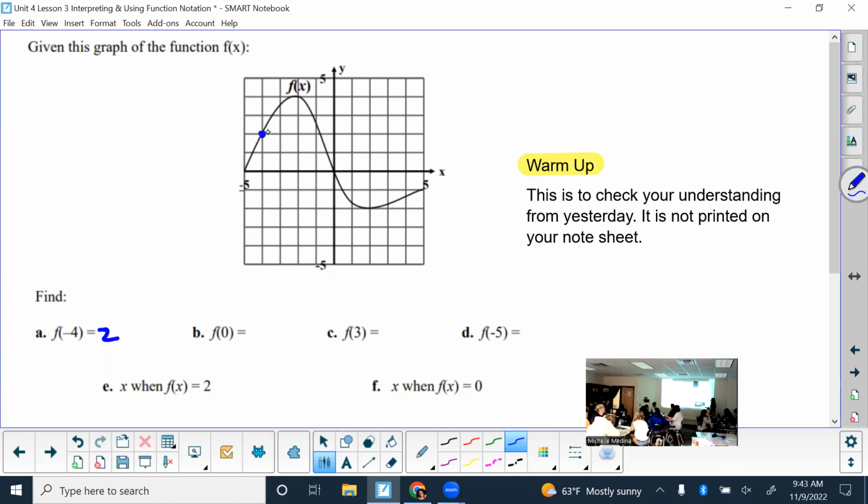Until it hits the line, right? Because that coordinate there is (-4, 2), my input, which is my x, and my output, which is my y. Make sense? So that's a lot shorter than me saying to find the y when x is -4 instead of f of -4. All right, that's the whole reason they do function notation.